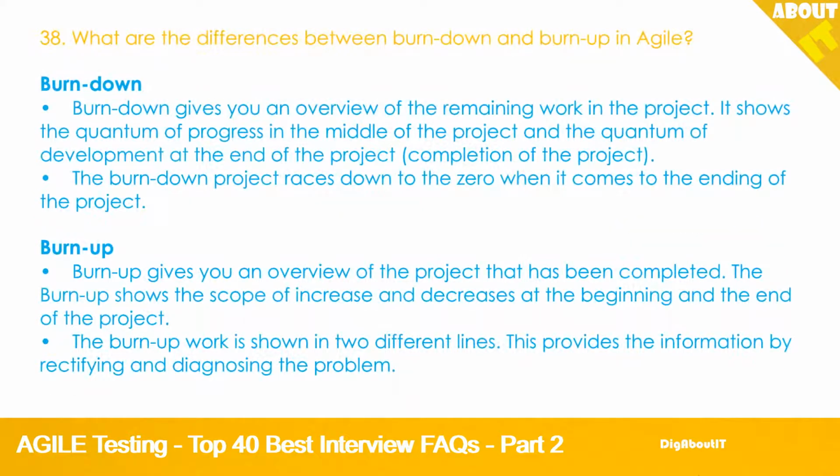38. What are the differences between burn down and burn up in Agile? Burn down. Burn down gives you an overview of the remaining work in the project. It shows the quantum of progress in the middle of the project and the quantum of development at the end of the project, completion of the project. The burn down chart races down to zero when it comes to the ending of the project.